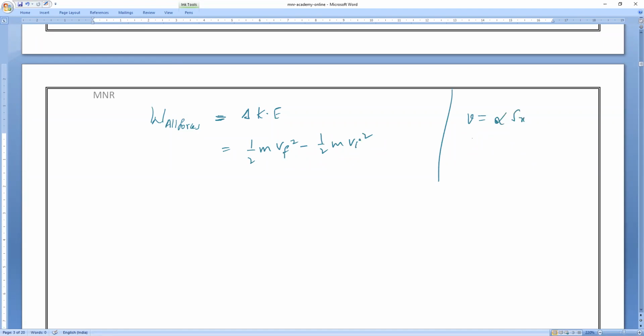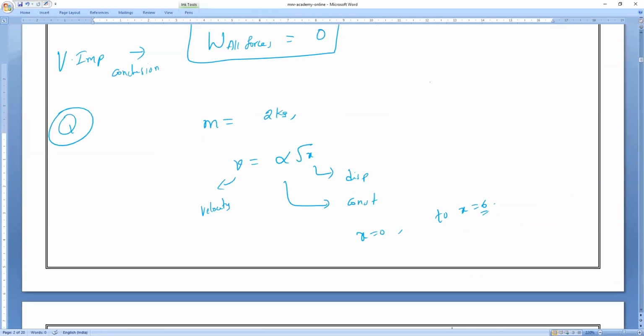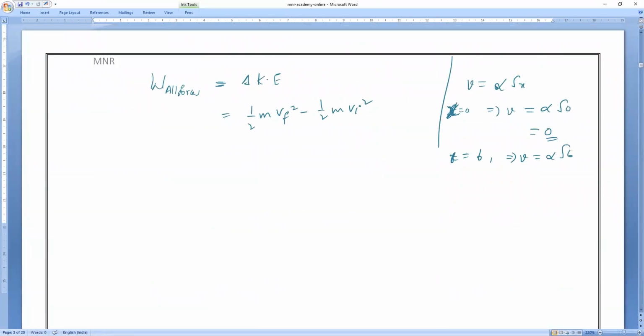So v is alpha into root x. Now first, time is equal to 0. If time is equal to 0, what will happen, everybody? So x is equal to 0, not time. X equal to 0 means v is equal to alpha into root 0. Anything into 0 becomes 0 only. Next, x is equal to b. Sorry, it's not 6, it is b. So you take it as b. Then v is equal to alpha into root b.